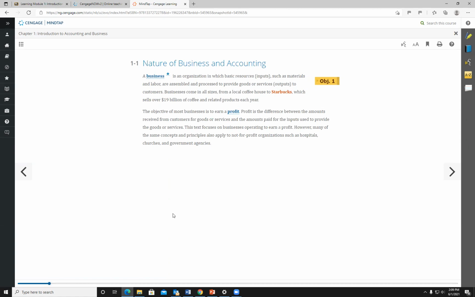So the question is, what is profit? Profit is the difference between the amounts received from customers for the goods and services and the amounts paid for the inputs used to provide the goods or services. In other words, it's your revenue minus your expenses. That is your profit. So all the money you made less all the money it took for you to make that money. Because the saying is, it takes money to make money. You have to spend money to make money. Different ways of saying it, but that's what profit is: what you have left over at the end of the day.